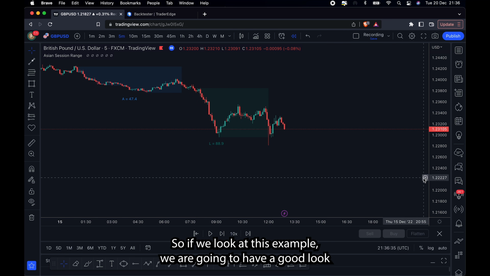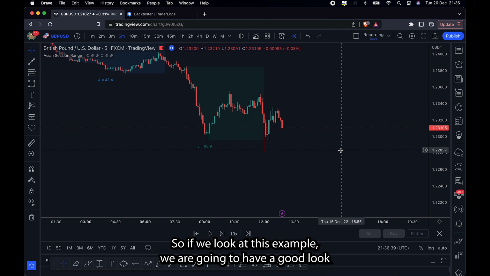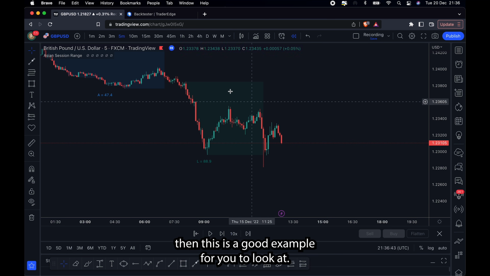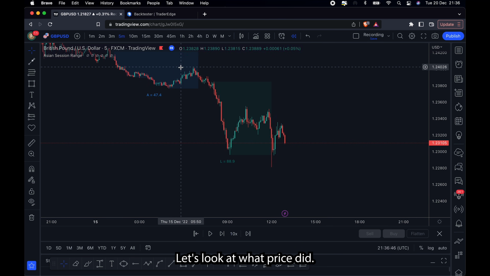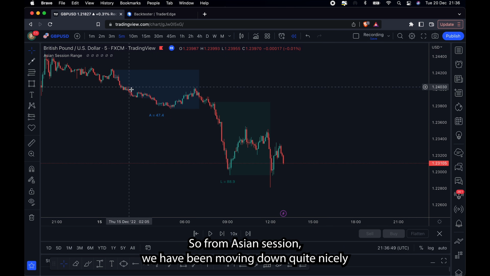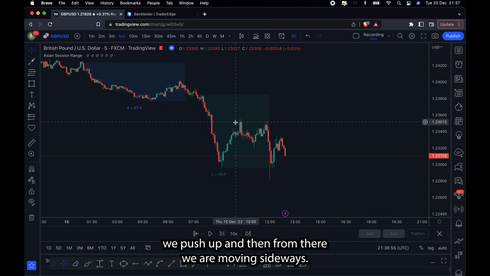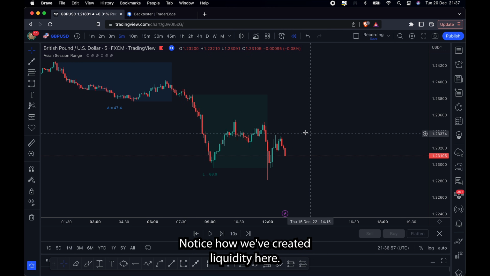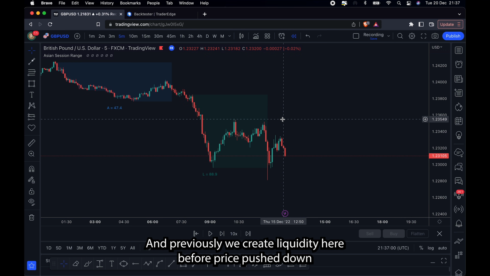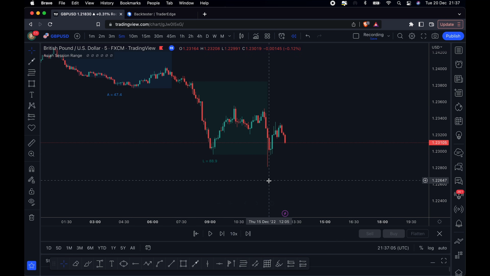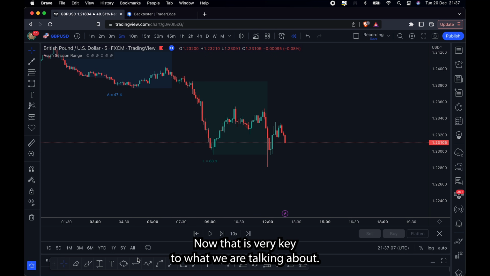So if we look at this example, we are going to have a good look at liquidity. If you're struggling with liquidity, then this is a good example for you to look at. Let's look at what price did. From the Asian session, we have been moving down quite nicely. And then during the London session, we create this low, we push up, and then from there we are moving sideways. Now notice how we've created liquidity here, and previously we created liquidity here before price pushed down and took that liquidity. Now that's very key to what we are talking about.